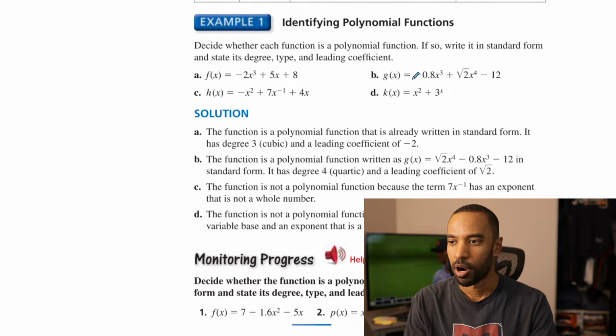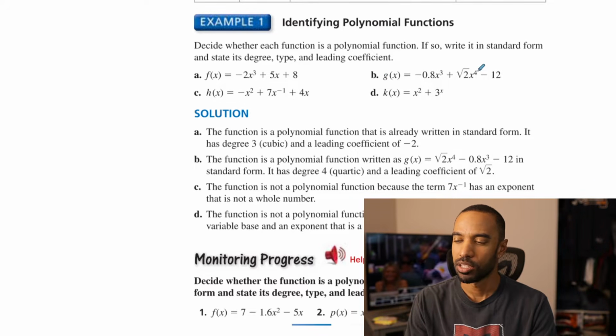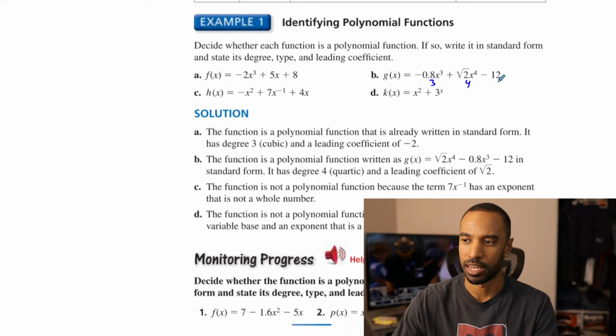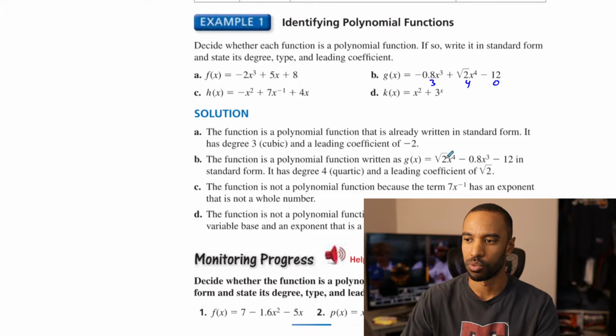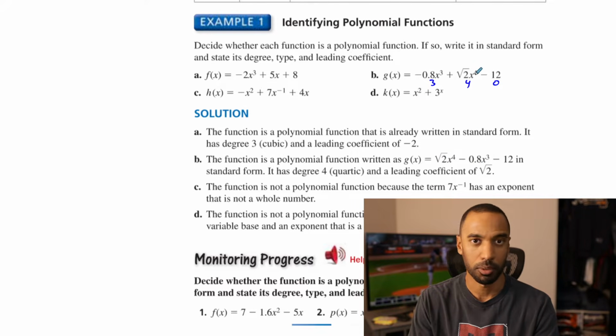Part B is also a polynomial. We have degree 3, 4, and 0. It doesn't matter that this coefficient is irrational. That's okay, as long as the exponents for the variables are whole numbers. And written in standard form, you need the degree 4 term to be first, right? Degree 4, and then degree 3, and then degree 0. So they wrote that as the following: root 2 x to the 4th, and so on. It is a degree 4, so it's a quartic polynomial. And its leading coefficient is root 2.